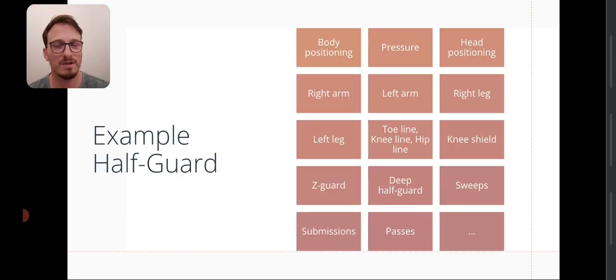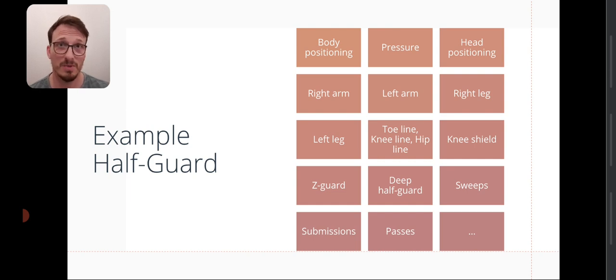If you take half guard, for example, there are lots of things going on at the same time. I tried to write down the first things that came to my mind when I would start to teach that position. Things like body positioning. Where do I position my body? Where does the other person position their body? What about pressure? Which kind of pressure do I have to accept or expect? What do I do to relieve that pressure or to simply deal with the pressure?